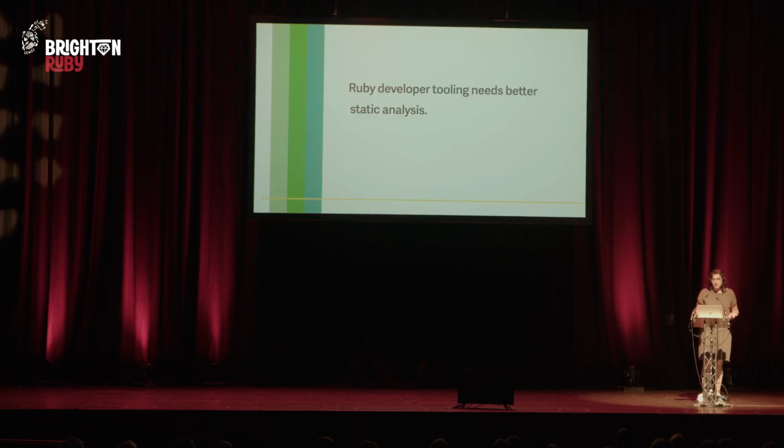The issue is that Ruby developer tooling needs better static analysis than it has. And I think that type checking is going to help us get there. Advancements in Ruby type checking are currently driving the development of type-aware static analysis tools that will enable Ruby developer tooling to match the intelligence, accuracy, and responsiveness that developers have come to expect in other modern languages.